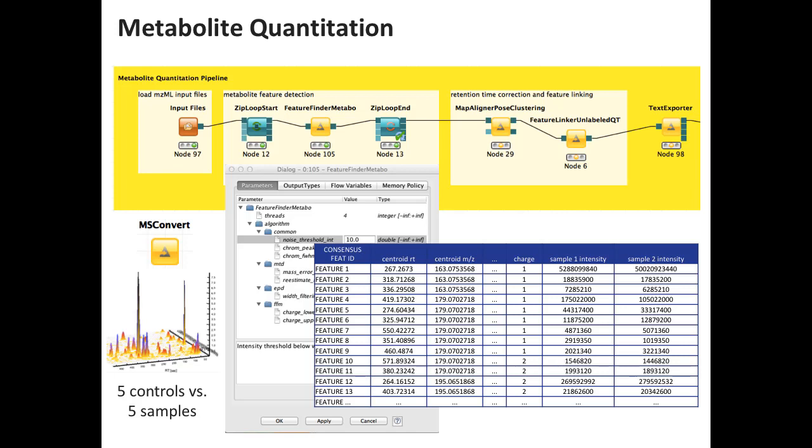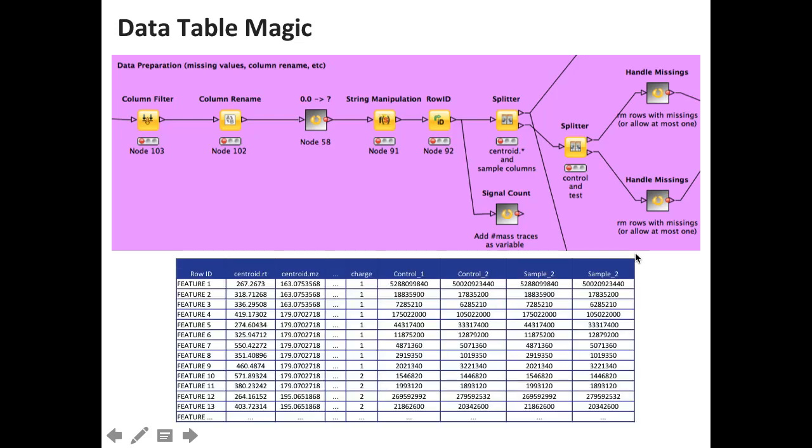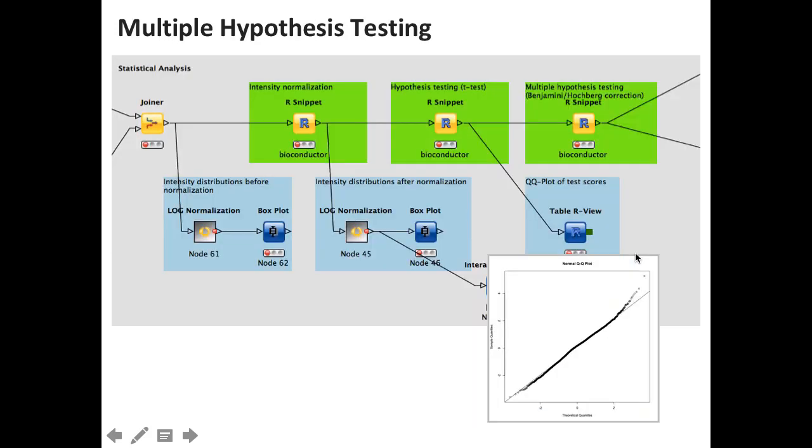Okay. What follows in this workflow, just to give you some flavor of what you can do, is some table magic. So we rename the columns, we split them in various ways, we handle missing values in various ways. So we just apply that to this table to get rid of some of the issues that we had. Then we do some R magic. This is where the intensity normalization happens based on, again, background intensities. Here we do statistical hypothesis testing to see what is really differential, and then we visualize that.